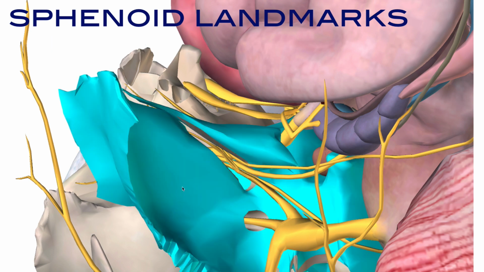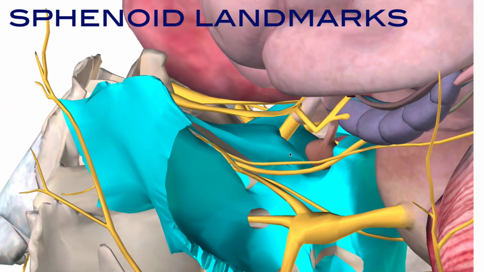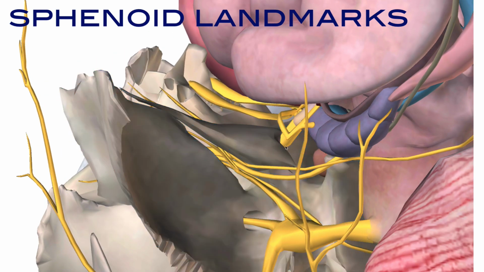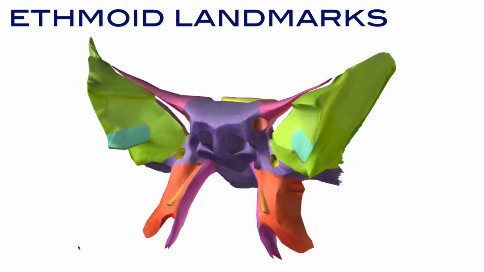So again, this is all the sphenoid, and these are the three features. We have the sella turcica, optic foramen, and the superior orbital fissure. Okay, so that's the sphenoid.